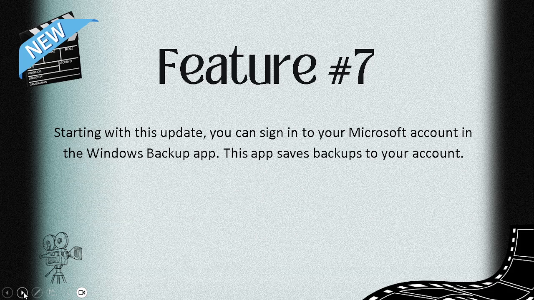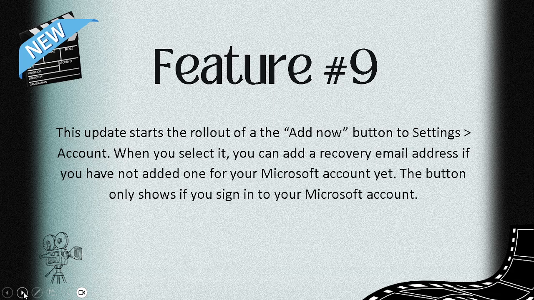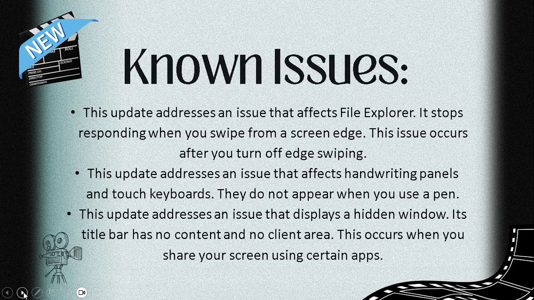Feature number 7 starts with this update. You can sign into your Microsoft account in the Windows Backup app, and this app saves backups to your account directly. You can now send email to yourself from the Windows Share window. So you will receive the email at the email address that is in your Microsoft account. Feature number 9 is this update starts the rollout of the Add Now button to Settings, Accounts. When you select it, you can add a recovery email address if you have not added one for your Microsoft account yet. The button only shows if you sign into your Microsoft account.